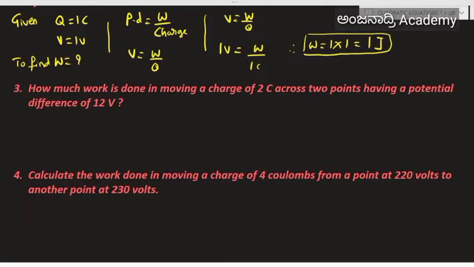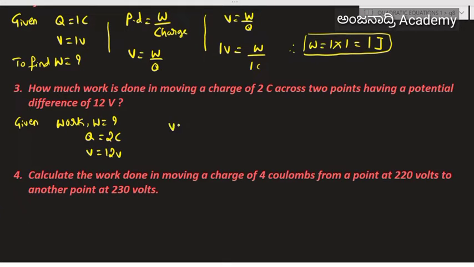How much work is done in moving a charge of 2 coulomb? What has he given in the problem? Again, what is he asking? Work W is equal to question mark. A charge of 2 coulomb and a potential difference of 12 volt are given.